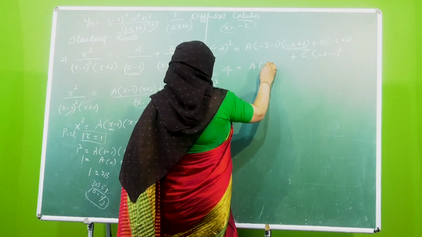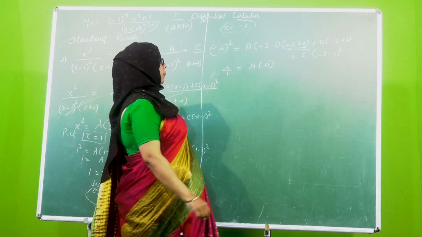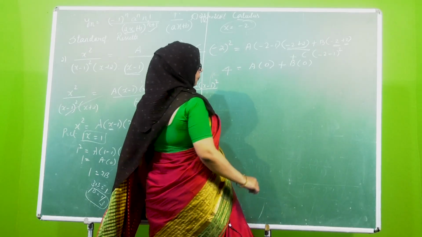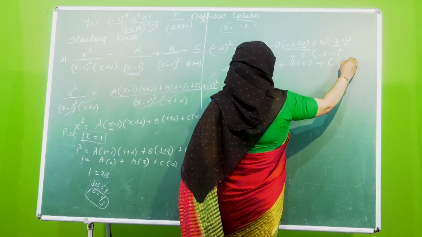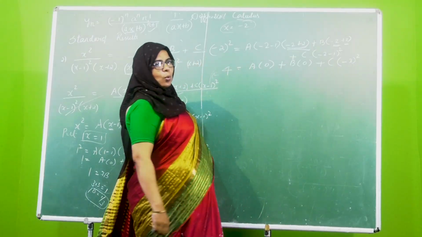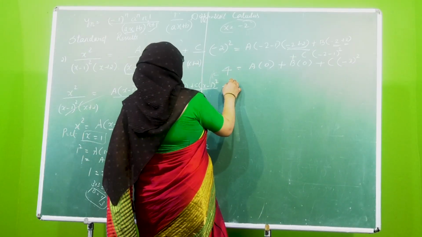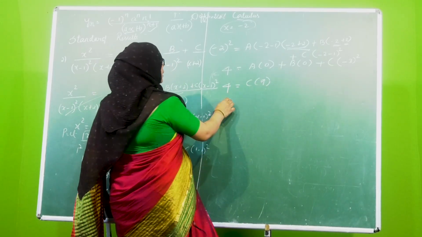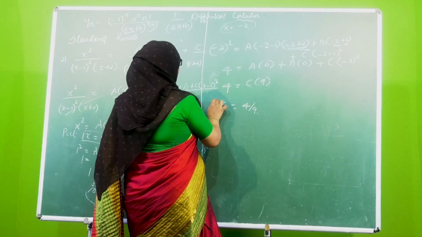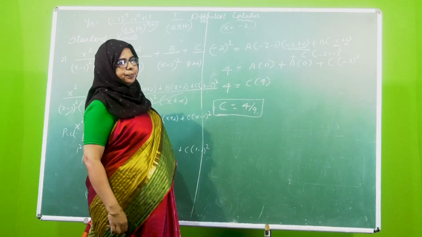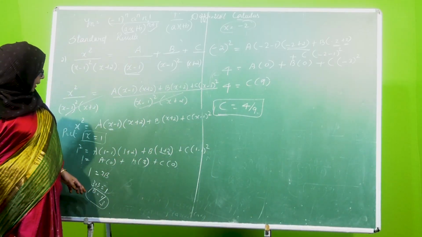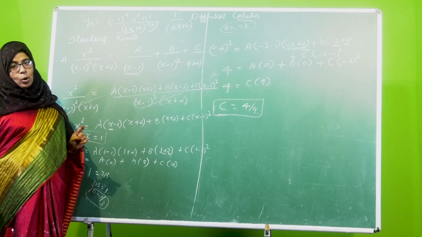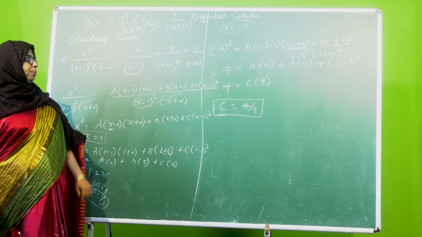So A into 0 plus B into (minus 2 plus 2), 0, plus C into minus 3 squared. 4 is equal to C into 9. C is equal to 4 divided by 9. Okay, so we found B and C. Now we will find the other constant, that is A.